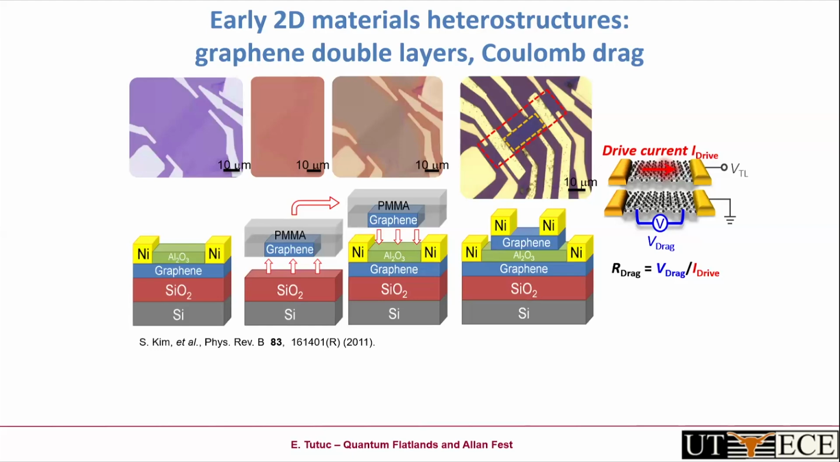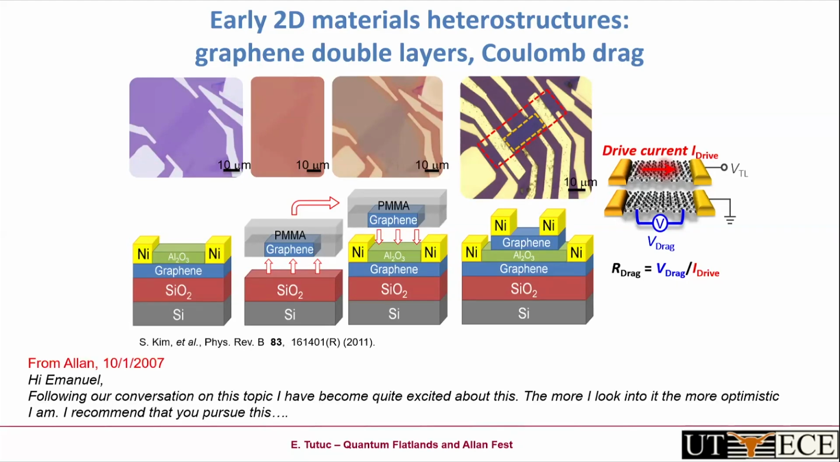This is one of the earliest heterostructures, perhaps the first. This is a double layer: two graphene layers separated by a thin dielectric, aluminum oxide. By today's standards, this is a very low quality sample, but still it was enough to allow us to measure Coulomb drag in this system. And we got some early encouragement to work on this from Allan. This is an email from 2007 that I just dug up over the weekend.